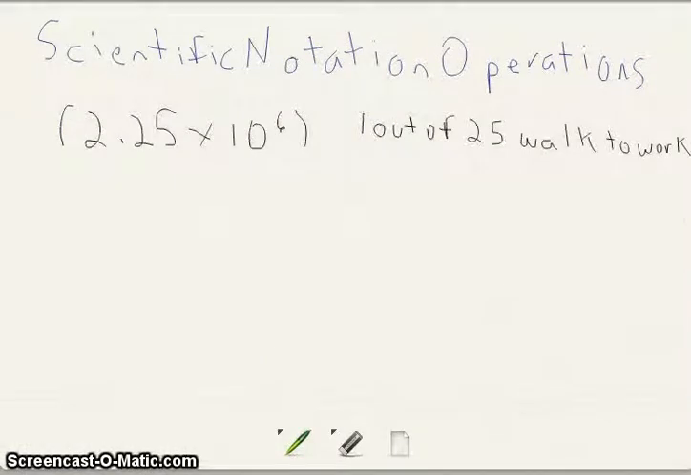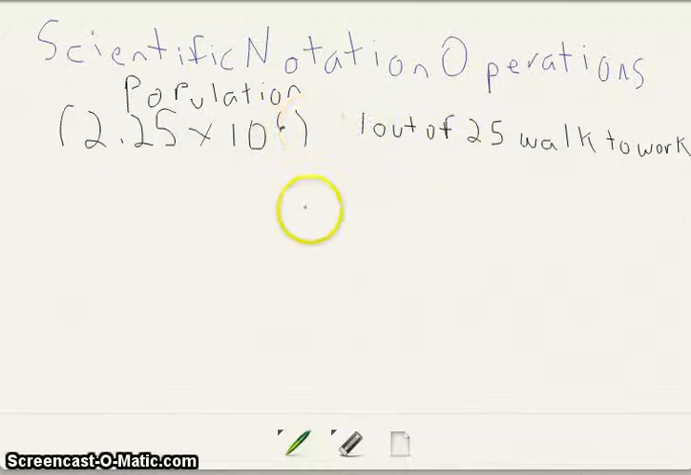Alright, so one more example of scientific notation operation. So say the city population is 2 and 25/100 times 10 to the 6th. So that's the population of the city. And 1 out of every 25 people walk to work. And we want to know, well, how many people is that? So we need to find 1/25 of this number.